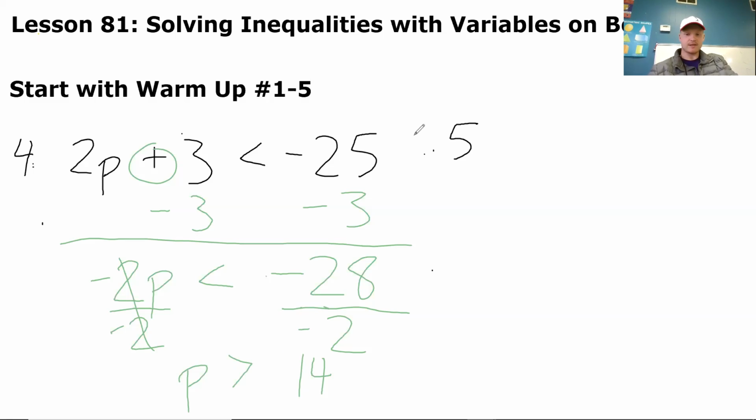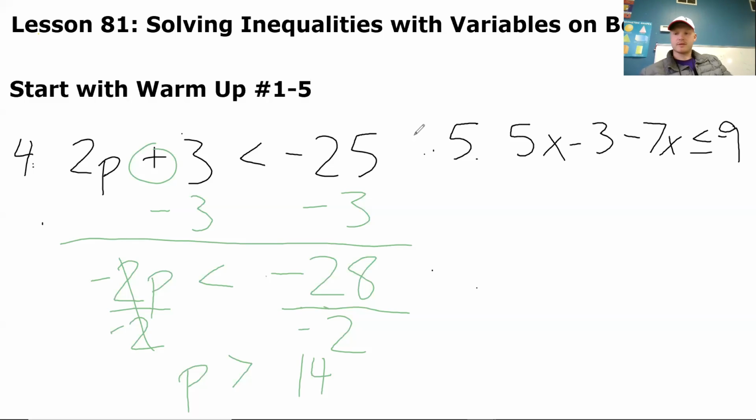Number 5, last warm-up problem. So we have 5x minus 3, oh boy, minus 7x is less than or equal to negative 9. It's a negative 9 there. Okay, so this is pretty much the same problem as number 4. The only difference is now we have just one extra step that we have to do.